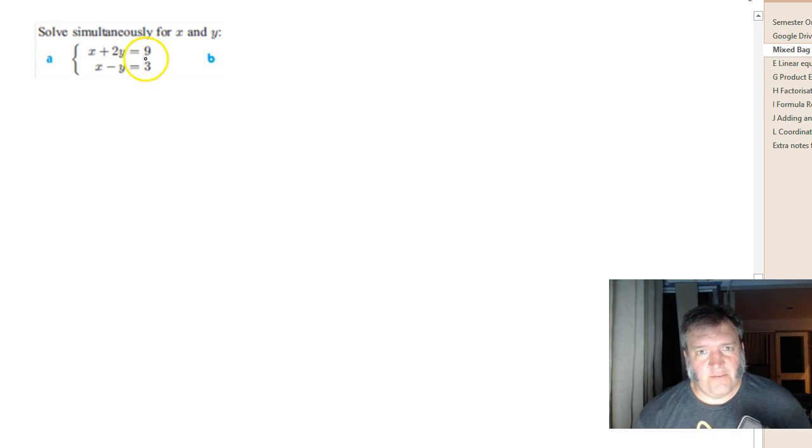Alright, third question from our mixed bag review. Solve simultaneously for x and y. Simultaneous equations, lots of ways of doing this. Obviously your calculator is one. We want to do this algebraically, so we've got elimination and substitution available to us.